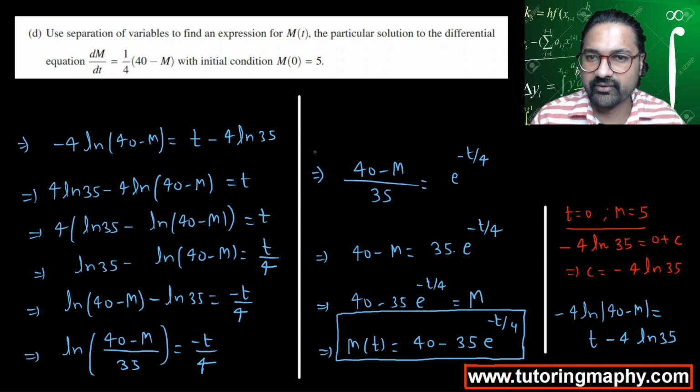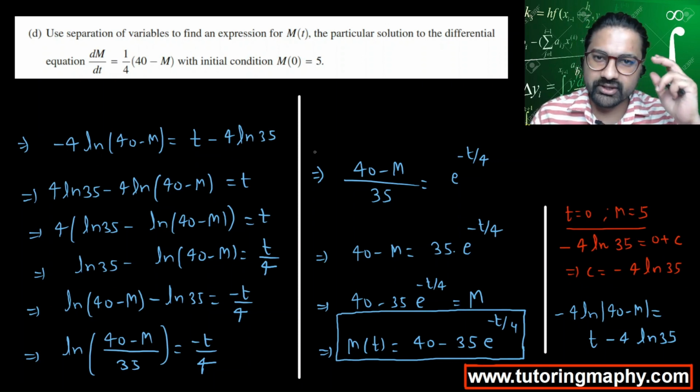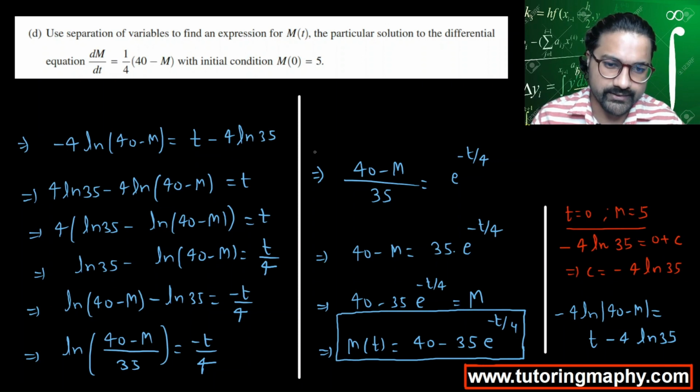So using the separation of variables, I found the expression for m of t, a particular solution, keeping in mind that m of 0 is 5. Right, this was the last part of this FRQ.